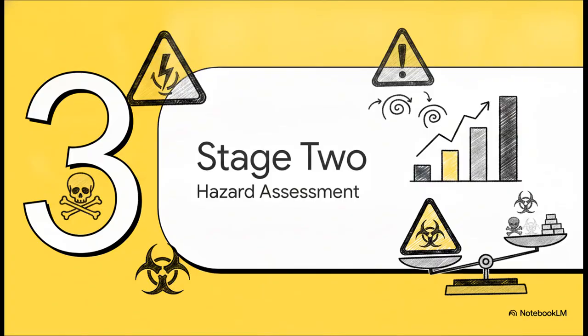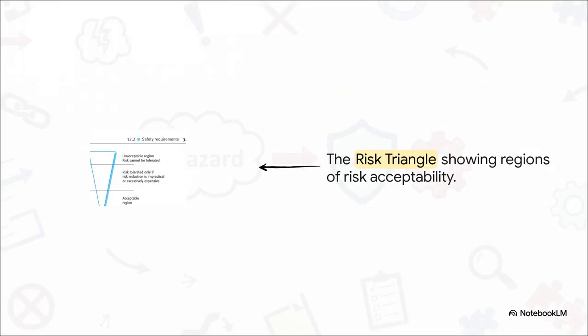Once we've brainstormed and identified dozens, maybe hundreds of these hazards, we have to assess and prioritize them. We simply cannot treat every single hazard with the exact same level of urgency. To prioritize these hazards, engineers use something called the risk triangle. As you look at this model, you'll see risks are categorized into 3 distinct levels of acceptability based on 2 key factors: how probable they are to occur and how severe the damage would be if they actually did.